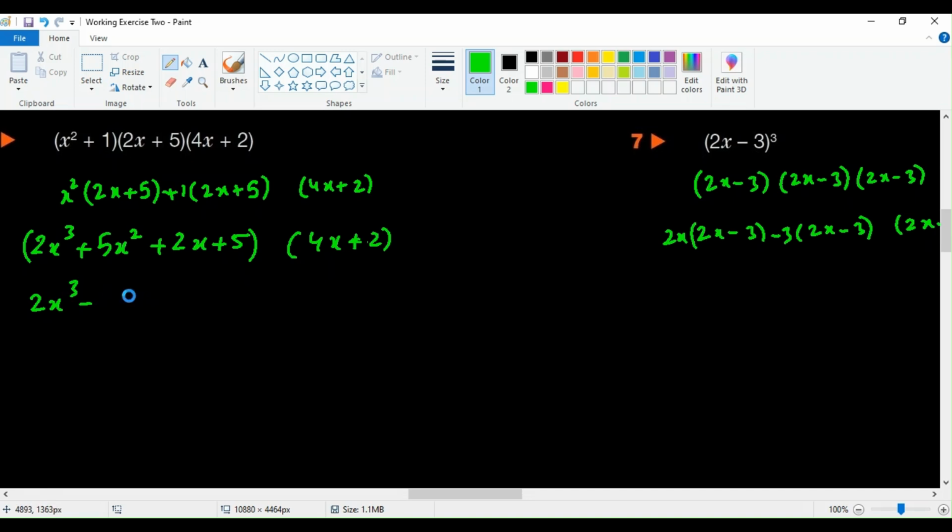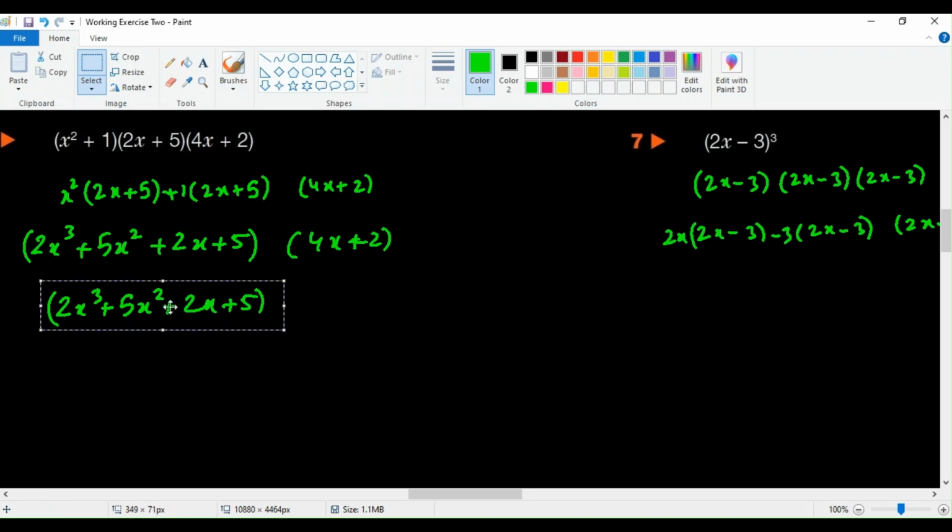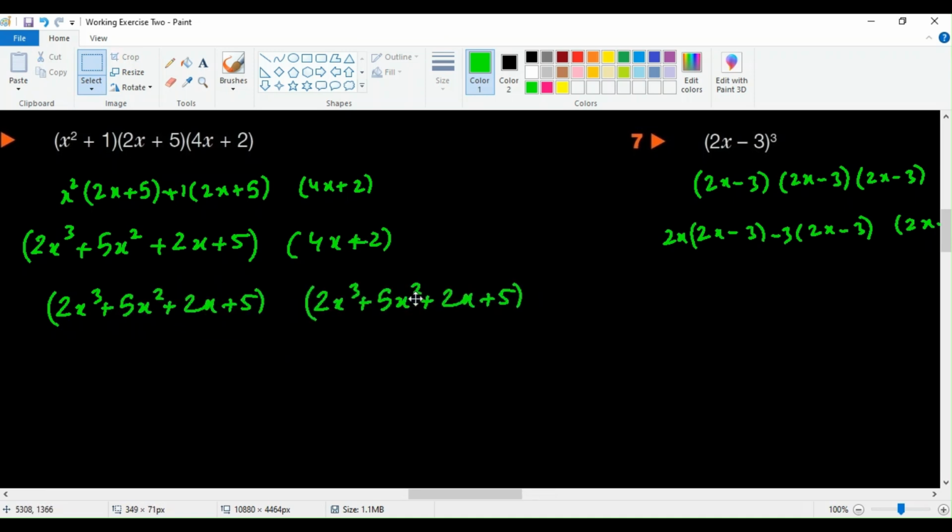So we don't need to keep the like terms together because there is no like term here. So first I will write 2x cubed and plus 5x squared and plus 2x plus 5. I will write this two times. I use a smarter way of copying this. I will write it here, and then first I will multiply this by 4x, and then I will multiply by 2.